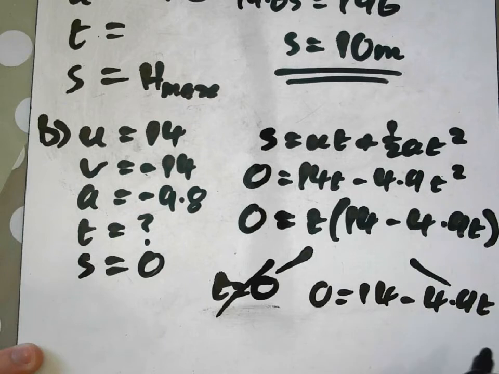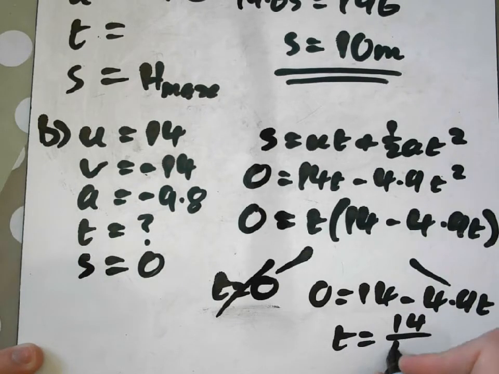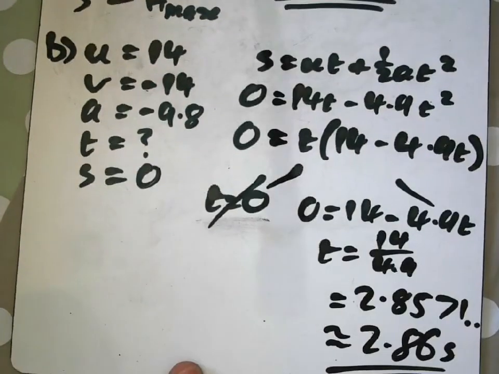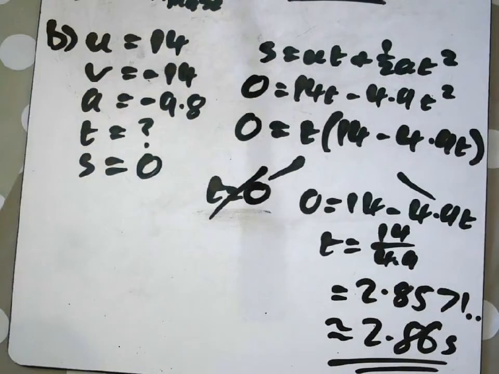Okay. Rearrange that, we end up with t is 14 over 4.9, which gives us 2.8571. Let's call that 2.86 seconds. That is example 1 completed. My apologies, I've chopped off the bottom there.